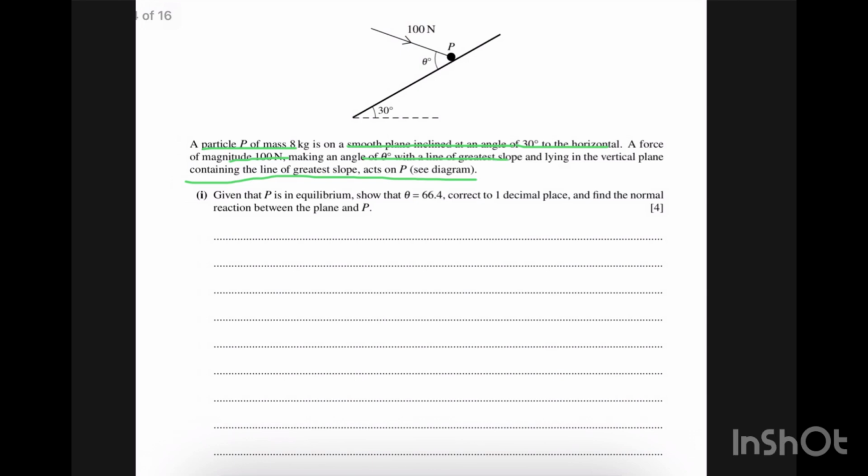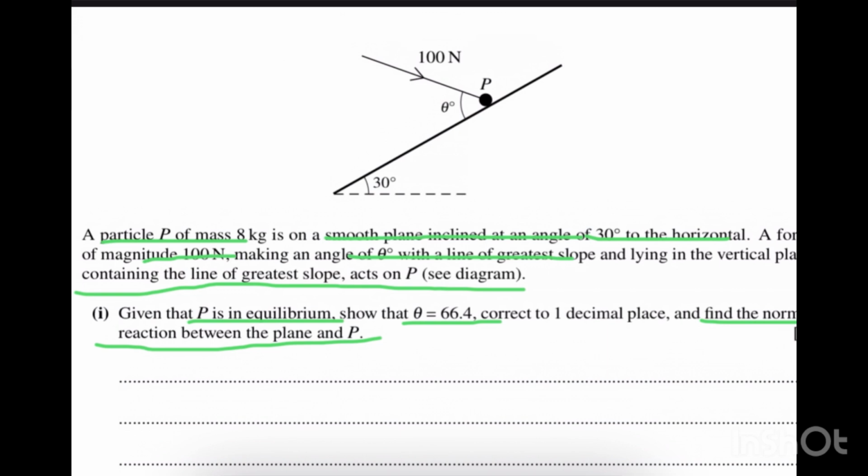The first part of the question says that given that P is in equilibrium, show that this angle theta is equal to 66.4 degrees correct to one decimal place, and find the normal reaction between the plane and P. So we have to find, one, the normal reaction, and second, we have to show and calculate the angle theta, which should be equal to 66.4. Before we do that, we need to resolve the forces over here.